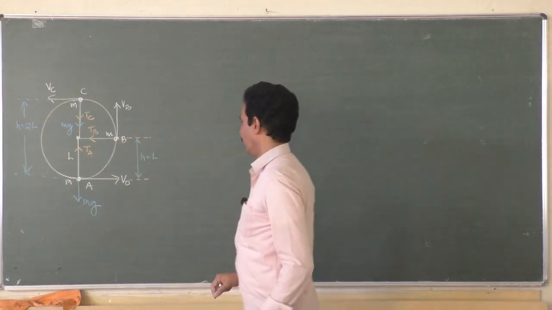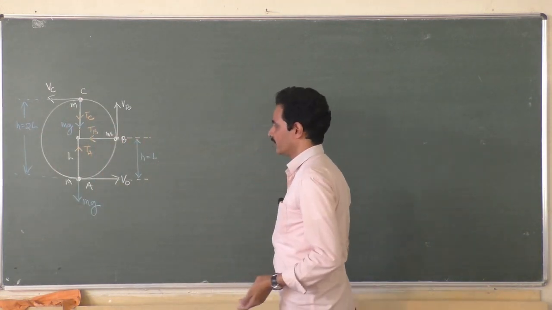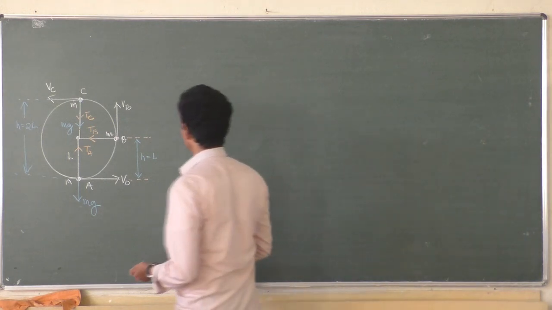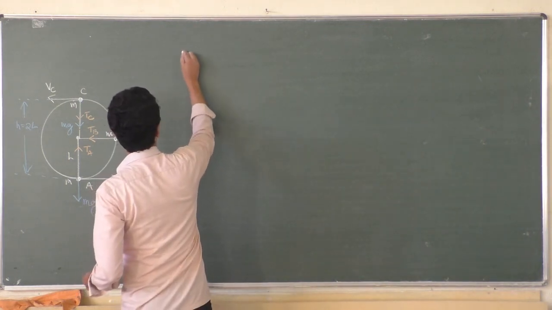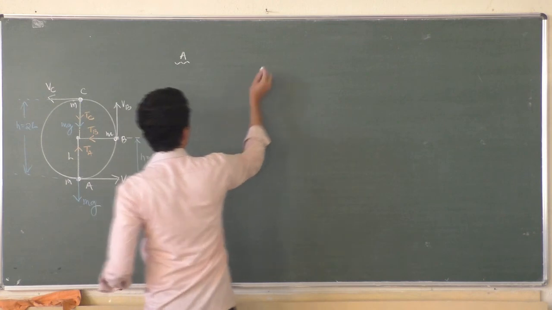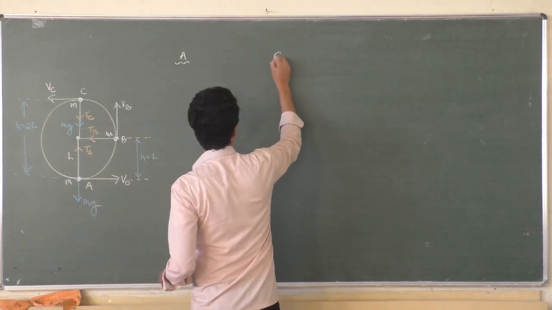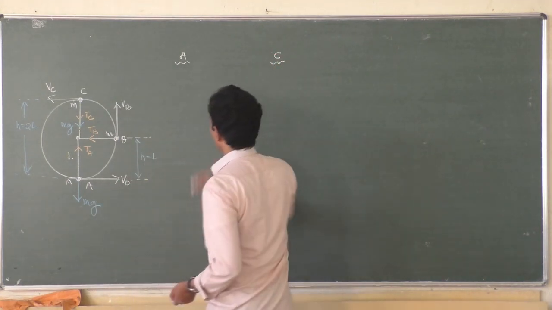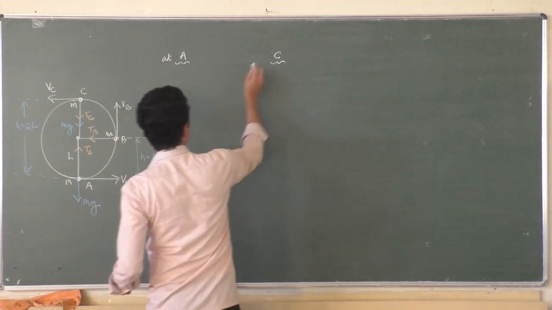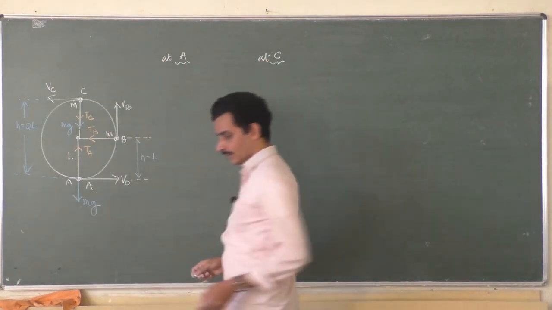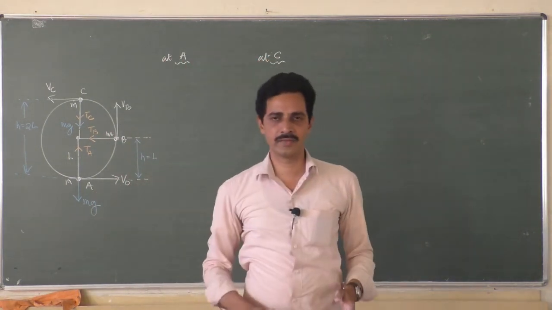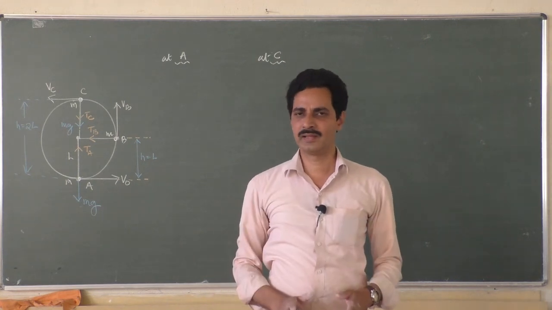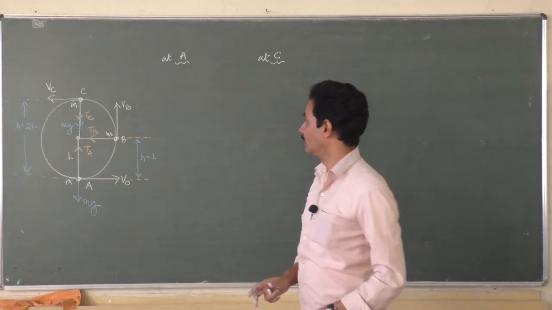Correct? Okay. Now we will write different forces at different positions. So I will write position A, position B, position C, at A and at C. We will write the conservation of energy and total centripetal force, everything at different positions.